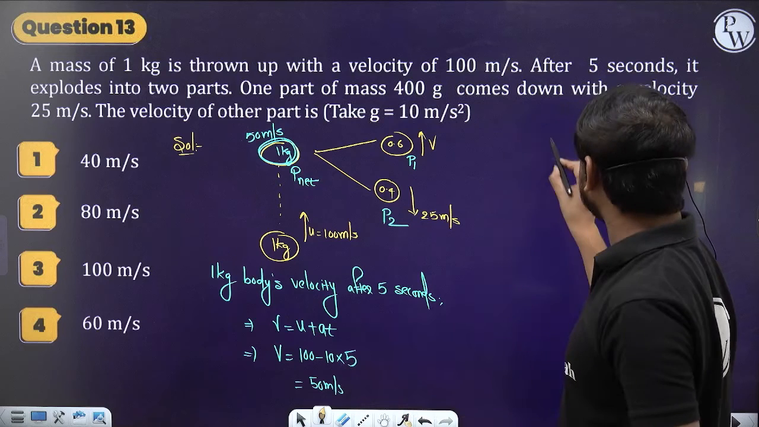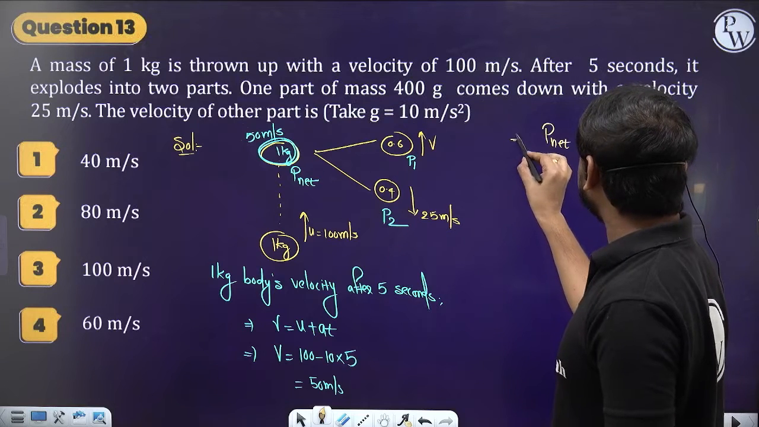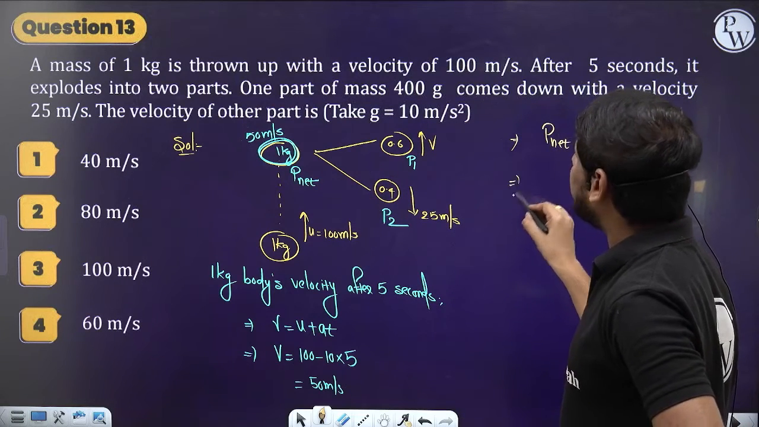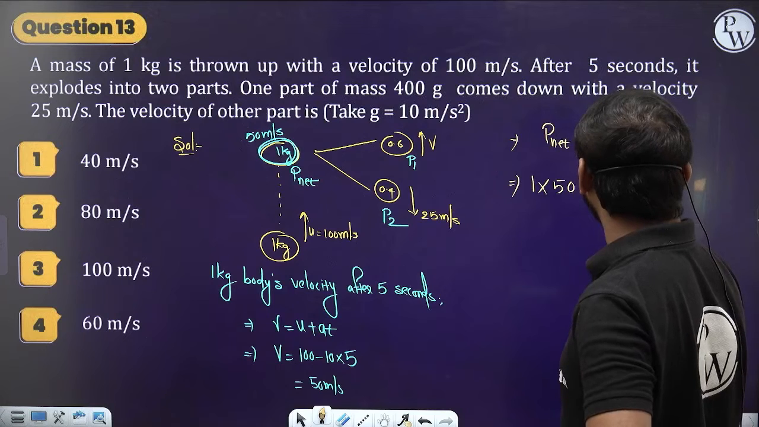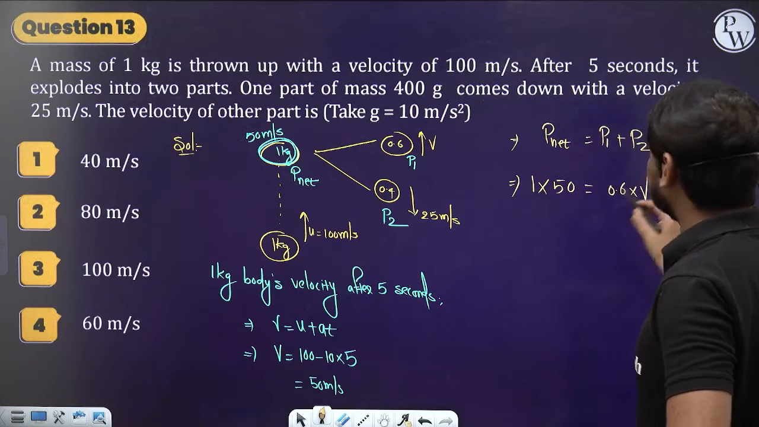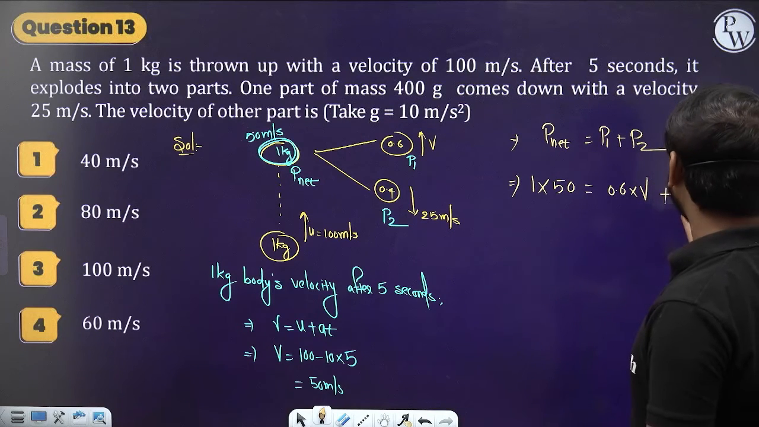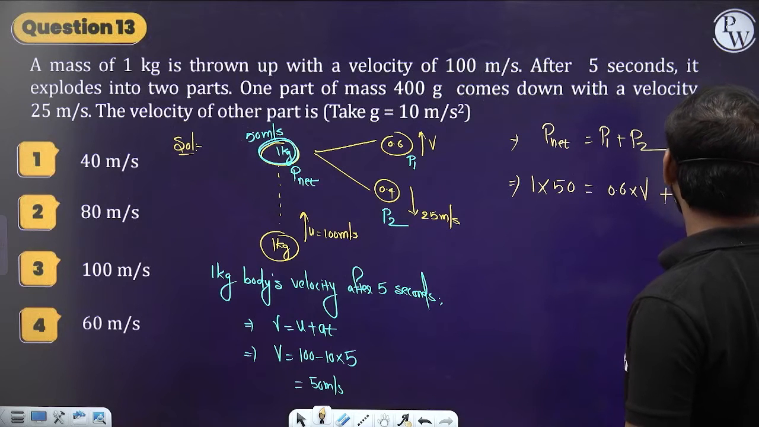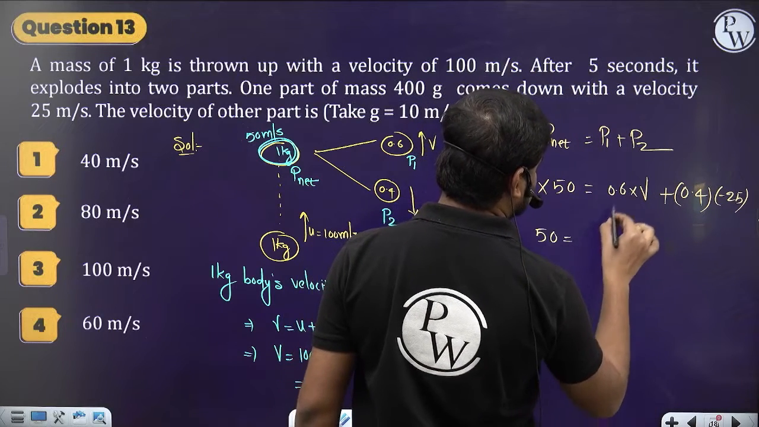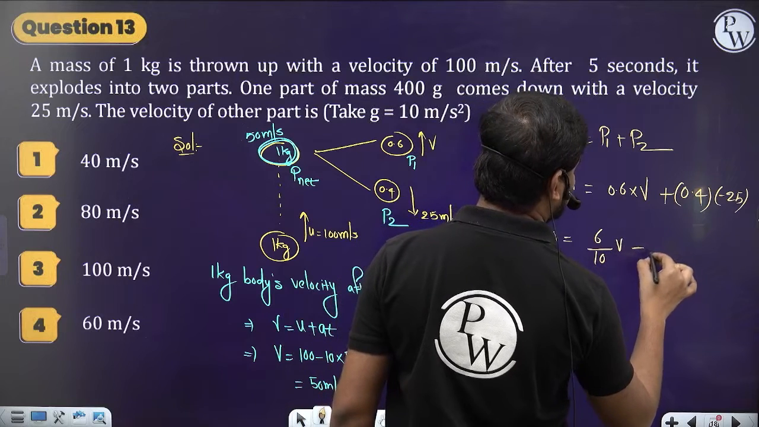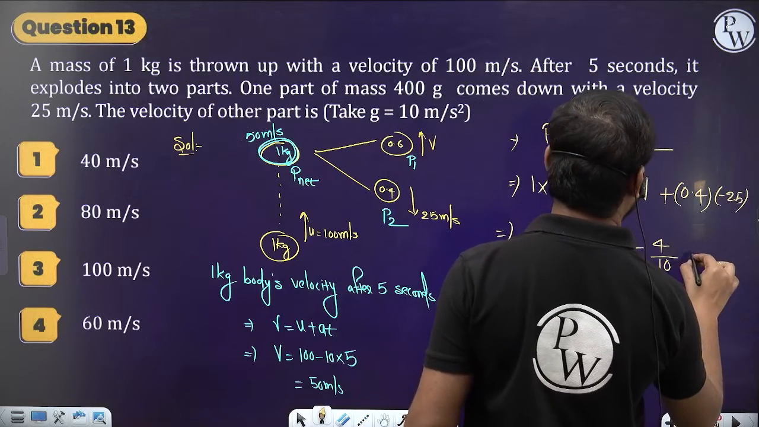So what's the momentum P net? It will be equal to P1 plus P2. So obviously, the first one, what is its momentum? Mass 1 kg, velocity 50, is equal to, so the P1, the momentum of this one, 0.6 into V. It should move upward. Yes or no? It should move upward, and then the other part is moving downwards. So its mass is how much? 0.4, and its velocity I am taking as minus 25 because it's moving down. They clearly mentioned it comes down, right? So that's why 50 is equal to here, 0.6 means 6 by 10, V, plus minus 0.4 means 4 by 10, 4 by 10 into 25, right?